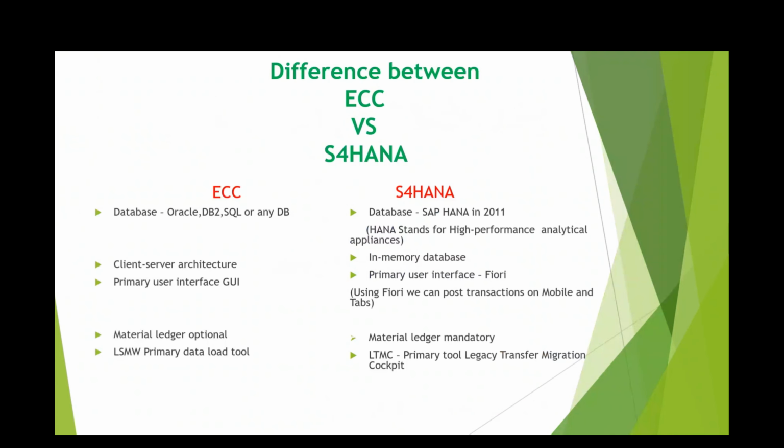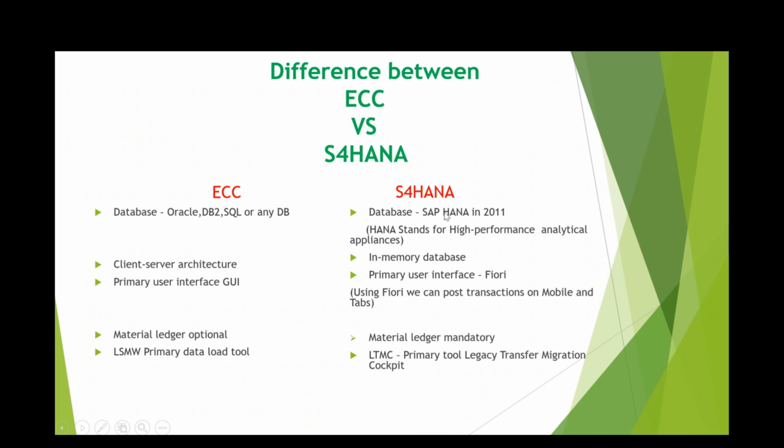So we'll see what is the main difference between ECC versus S4HANA. In ECC, we have databases like Oracle, DB2, SQL or any other database, whereas in S4HANA, we have SAP's own database. So the database is SAP HANA.